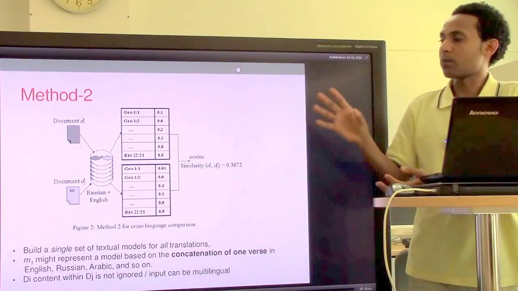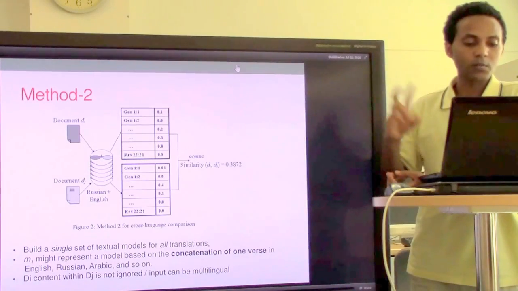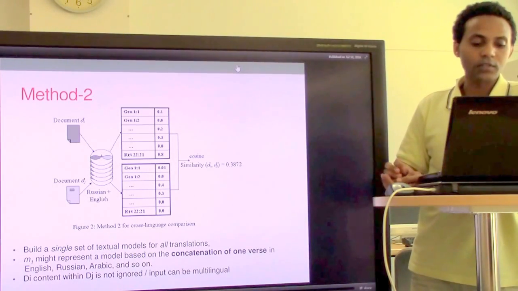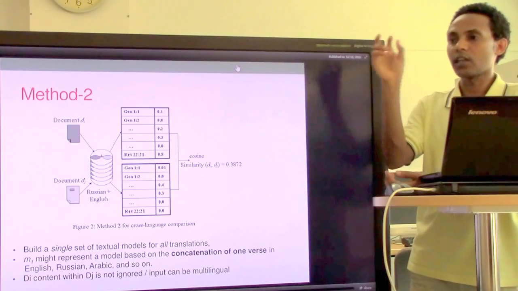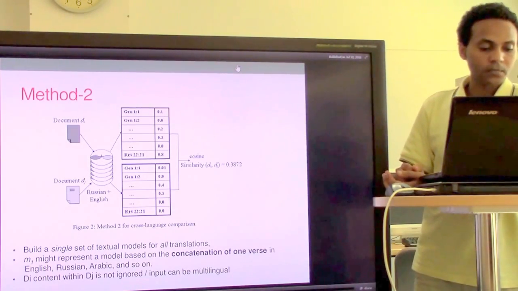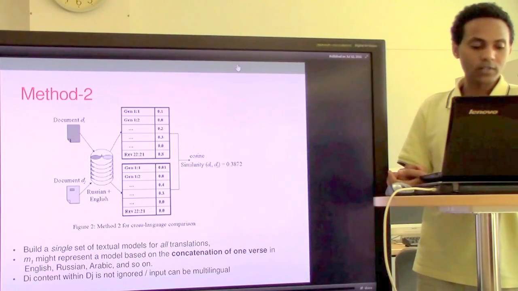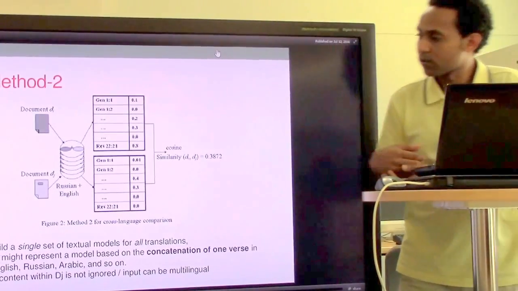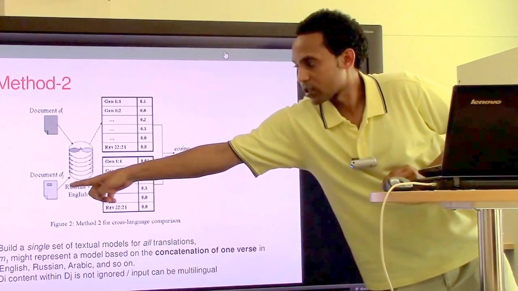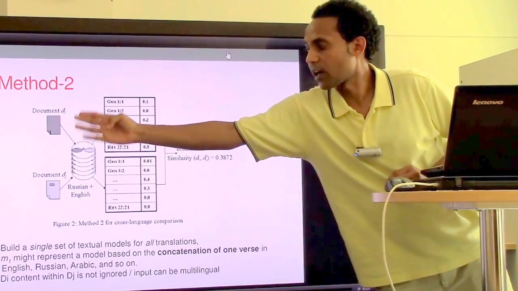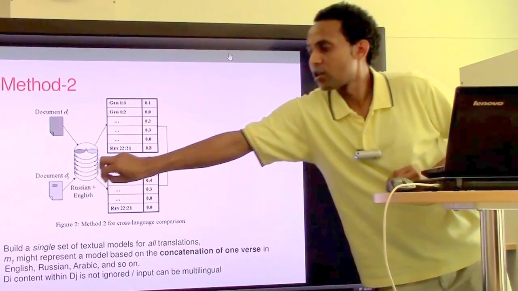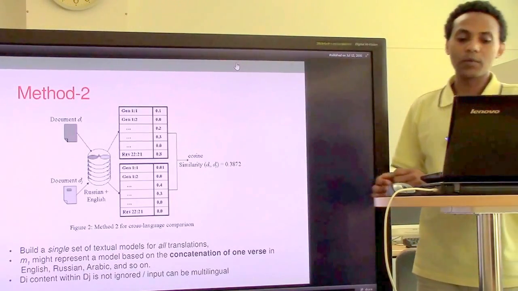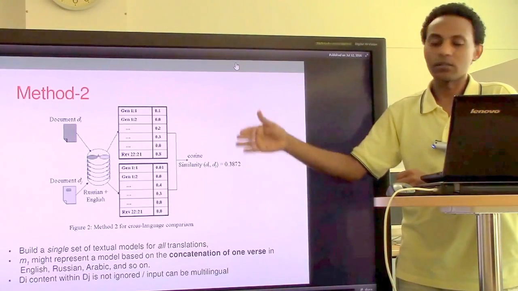So as opposed to building a set of models for each and every verse, here they build a single set of textual models for all translations. All translations meaning the Russian, the English, and if there are other inputs, the other inputs. So M1 might represent a model based on the concatenation of one verse in different languages, English, Russian, Arabic, and so on. And DI content with DJ is not ignored. If you notice here, this rectangle represents an input from another language, from this DI language. So both this language and this language will be combined and they will calculate the similarity. So in this case, the input in different languages is not ignored, but in the first case, there is strictly one-to-one languages as inputs.